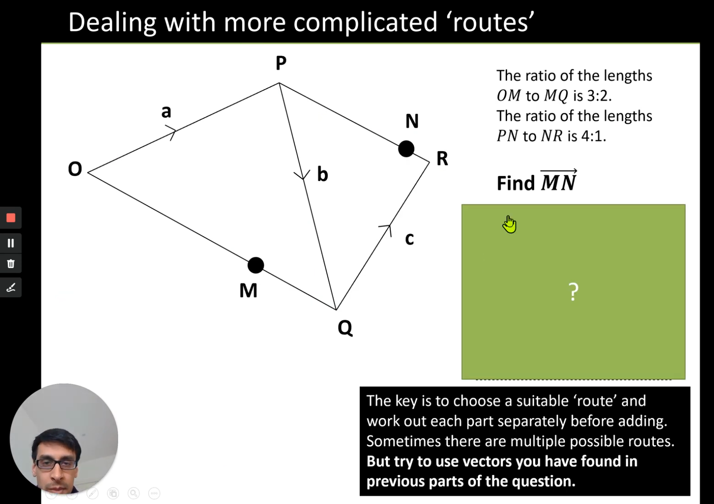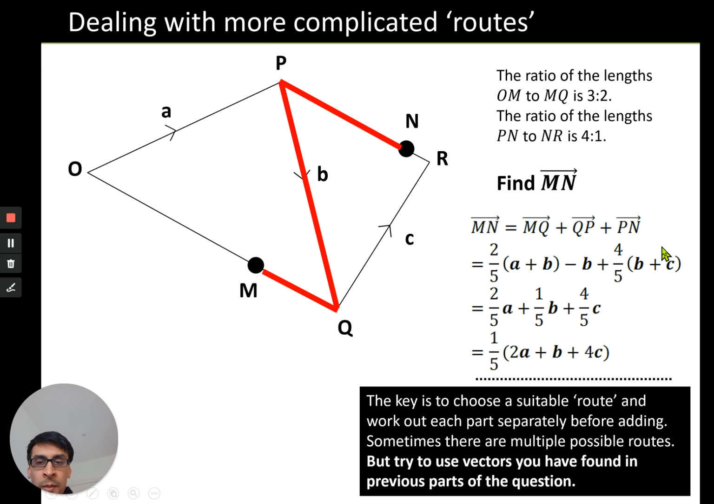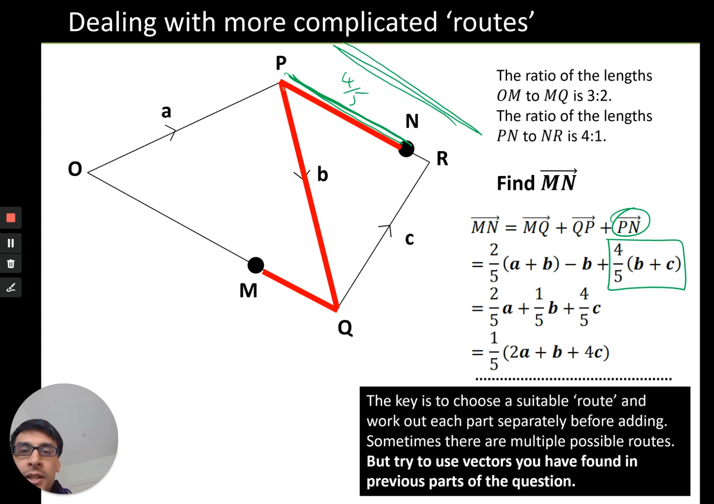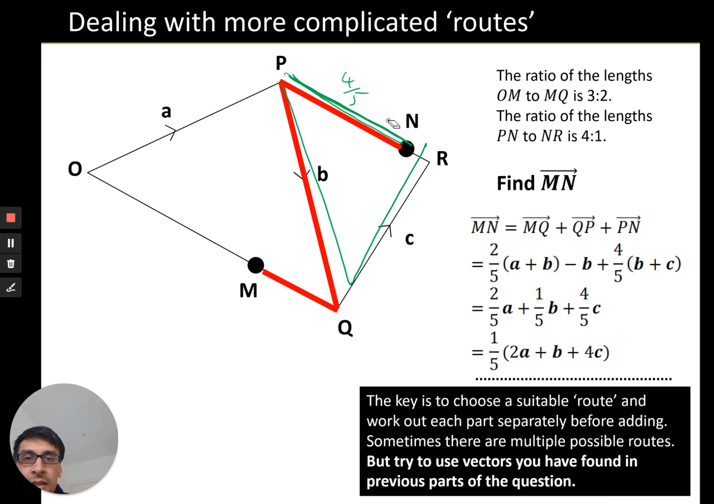Here is another attempt at the question. This time I've gone in a Z shape. The bit that might trip you up is PN suddenly appearing as this when we don't know what PN is. Well, PN is essentially 4/5 of PR, and PR is b plus c. Decide which one's easier or harder, but I don't think it makes a difference at this point for you guys. So that's the tricky question for vectors.